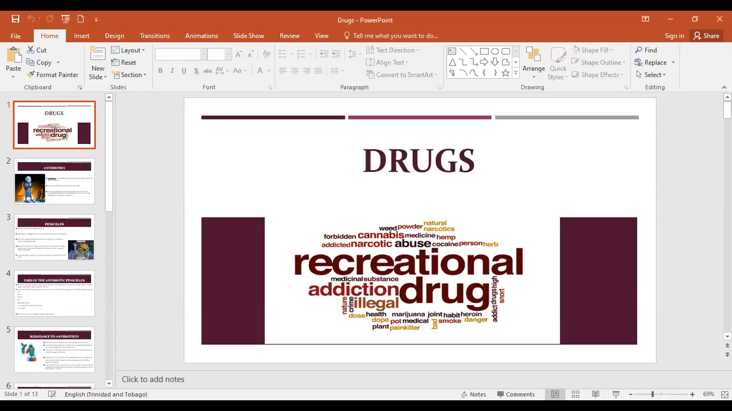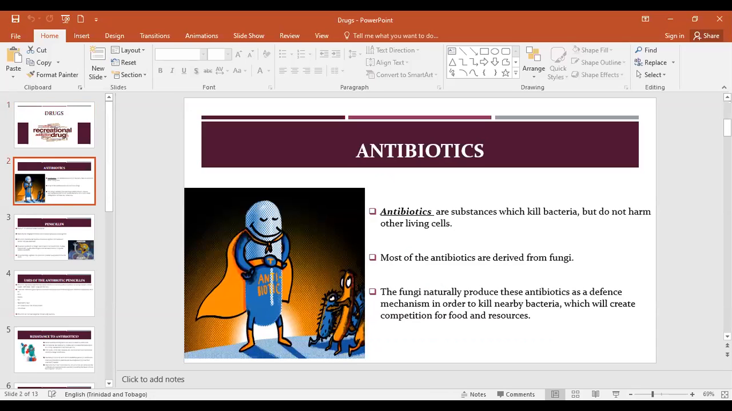So what we have to talk about pertaining to drugs is antibiotics, how antibiotics work, and we have to talk about substance abuse and those things. So let's go. Antibiotics. Basically, antibiotics kill bacteria, but they do not harm other living cells. Now, a lot of your antibiotics are actually derived from fungi.